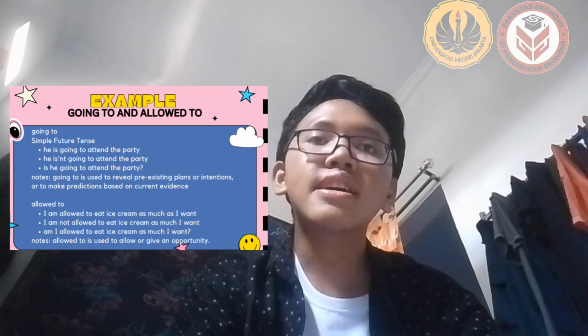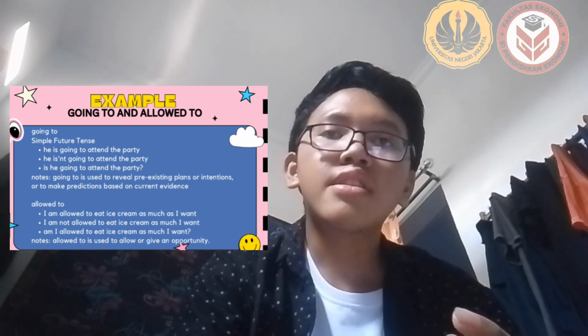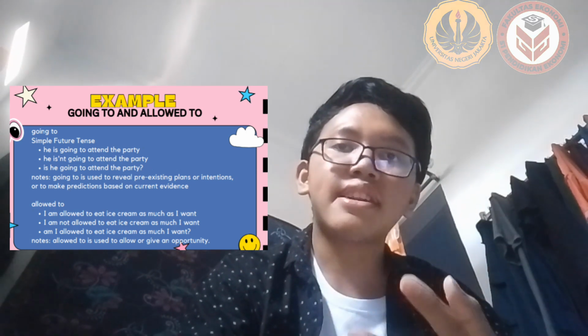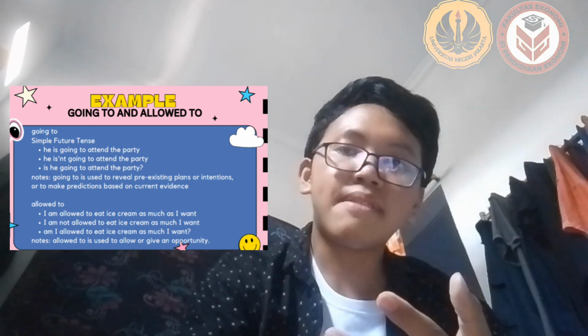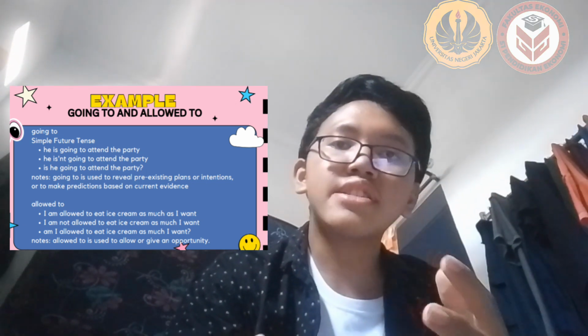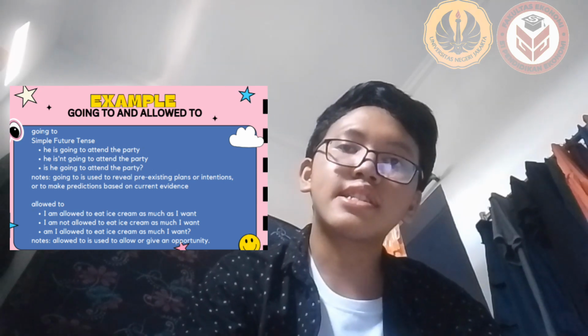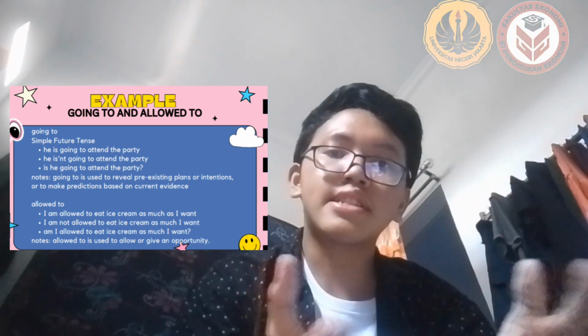Next up is example: going to and allowed to. Going to, simple future tense: He's going to attend the party. He isn't going to attend the party. Is he going to attend the party? Notes: going to is used to reveal pre-existing plans or intentions, or to make predictions based on the current evidence.